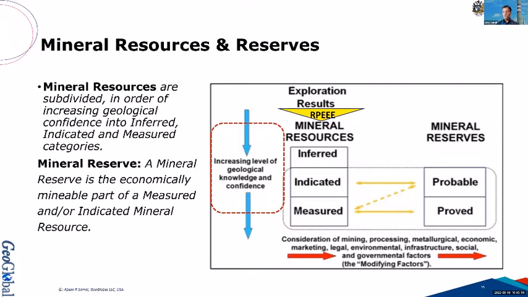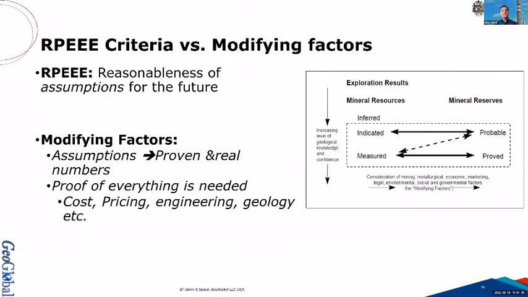To make the resource into reserve, what we have is modifying factors. They are two different things, the RPEEE and modifying factors, but they're related but not the same. RPEEE is about the reasonableness of the assumptions for the future. We're making assumptions of whether the price is going to be right, if the cost is going to be reasonable. But when it comes to modifying factors, converting the resource into reserve, that really goes from the left to right of that diagram. Now the assumptions that were used in the resource are proven, they are the real numbers. There is no question about where you got the numbers from. There's proof of everything needed.